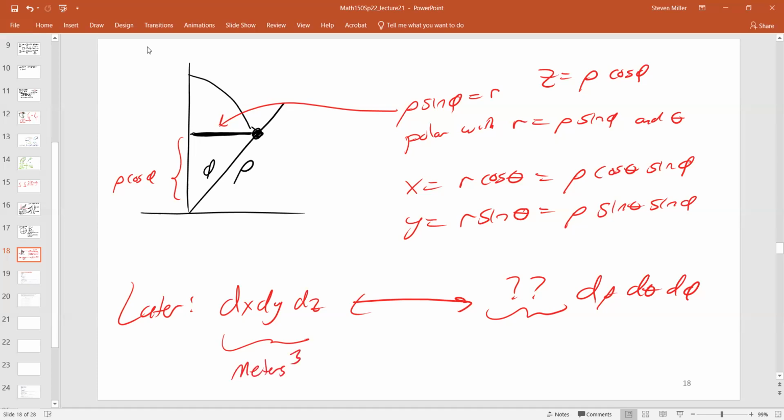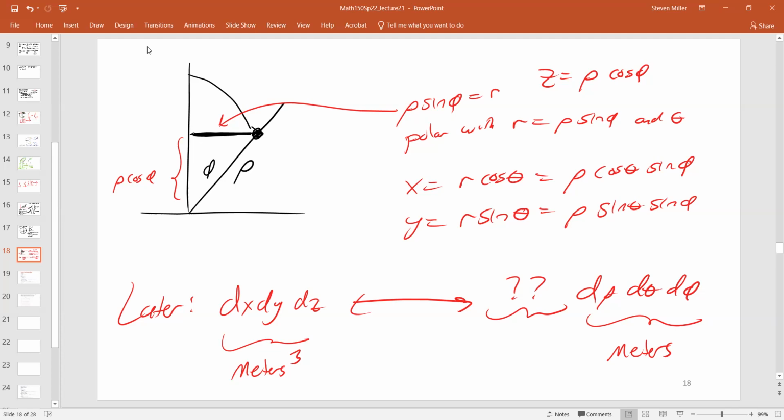What about d rho, d theta, d phi? What are the units here? Well, theta and phi are in radians. Radians are unitless. So what are the units of d rho, d theta, d phi? Meters. I need to get up to meters cubed. I have a meter here. I need 2 more meters. How can I get meters squared? What do I have to put in?